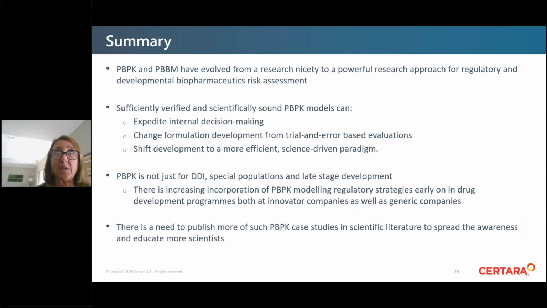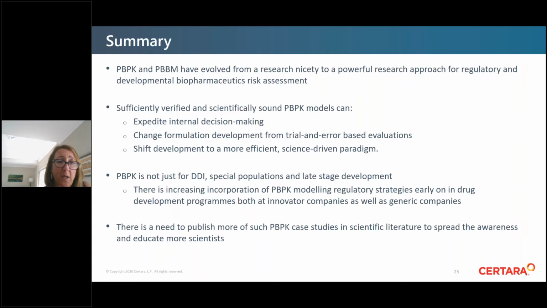It never ceases to amaze me, even today, how doses are selected in a more random way when there are quantitative methods such as modeling and simulation, such as PBPK, such as QSP, etc., to help select the right dose for the right patients, and then shifting development to a much more scientific-driven paradigm. We see this going on every single day, and we're very encouraged and excited about that.